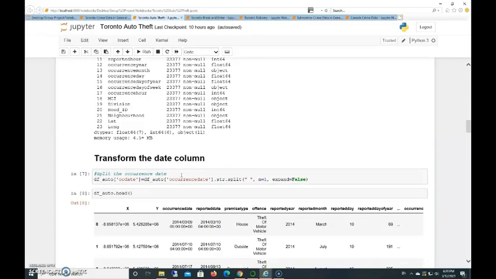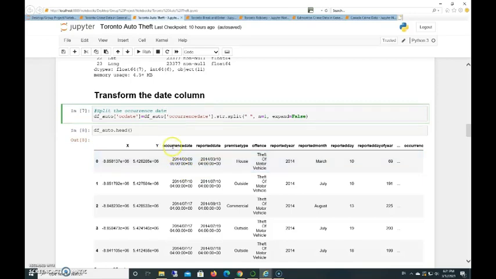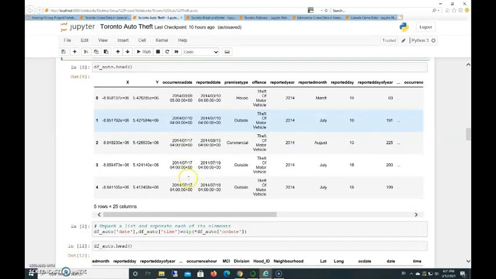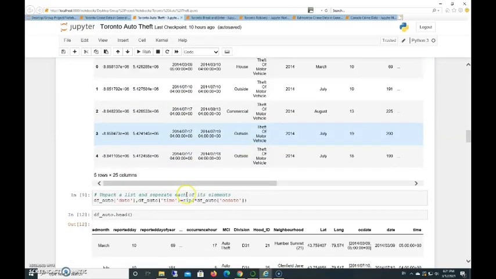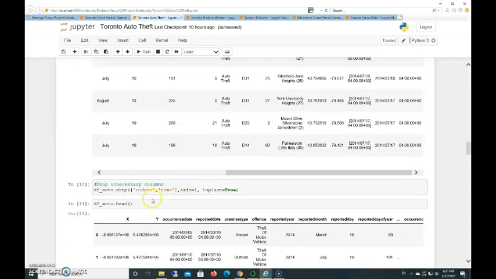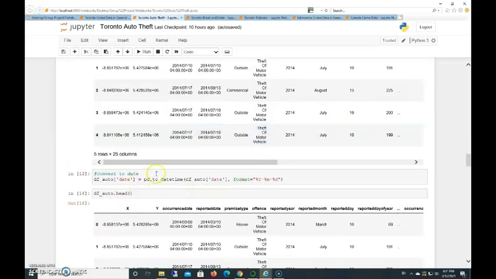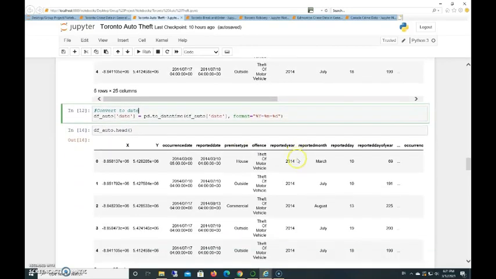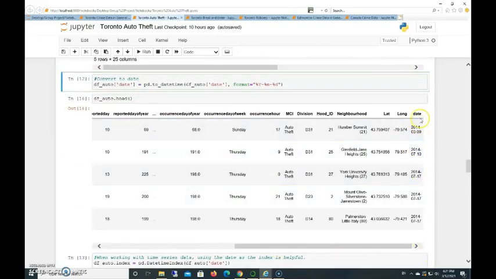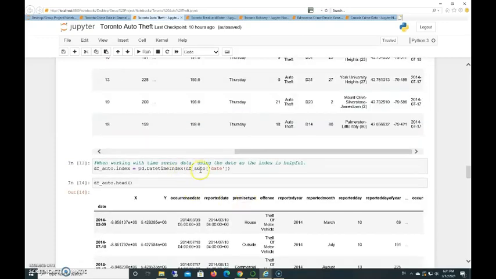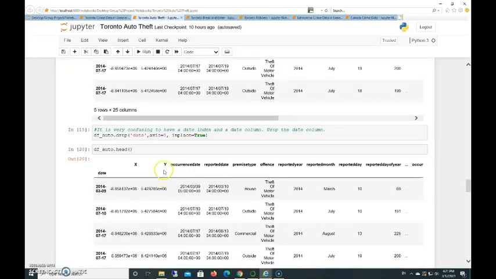And the next thing I did is to transform the date column. Here's the current state, which is not useful for analysis. So I split the column, I drop unnecessary columns, and I convert the date into the datetime format using the year, month, date format. You can see it's at the end here. I make it an index because it's useful when working with time series data.